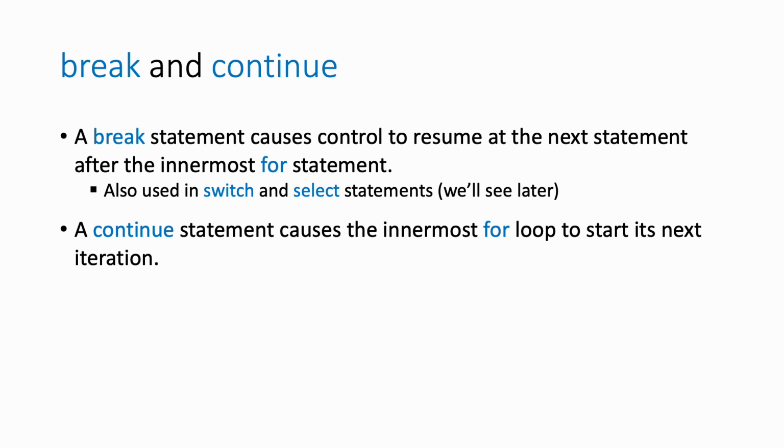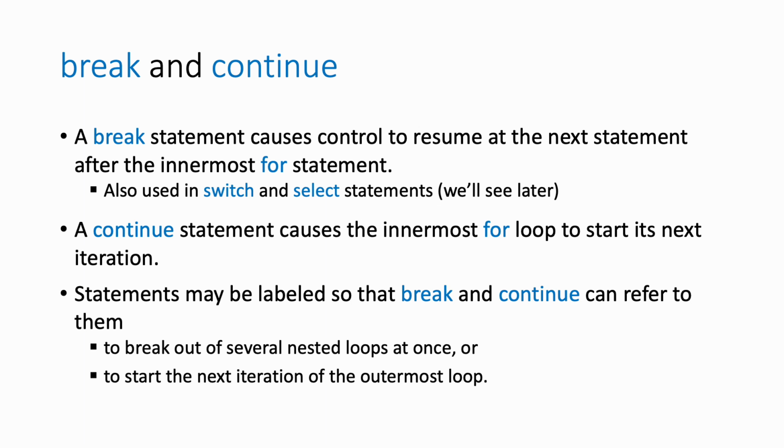So in those cases, the break and continue statements in Go work the same as those in C, C++, and Java. In Go, statements may also be labeled so that break and continue can refer to them, for instance, to break out of several nested loops at once, or to start the next iteration of the outermost loop. A meaningful example to demonstrate the use of the break and continue statements would require a conditional statement, such as the if statement or switch statement. That will be covered in the second part of topic 1.2.